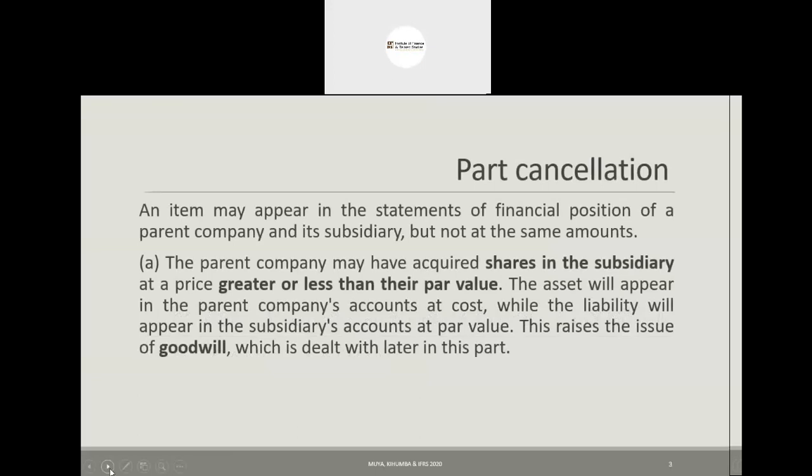In particular, we've got four situations. A, the parent company may have acquired shares in the subsidiary at a price greater or less than their par value. The asset will appear in the parent company at cost, while the liability will appear in the subsidiary account at par value. This will raise the issue of goodwill, which we'll deal with in a later video.